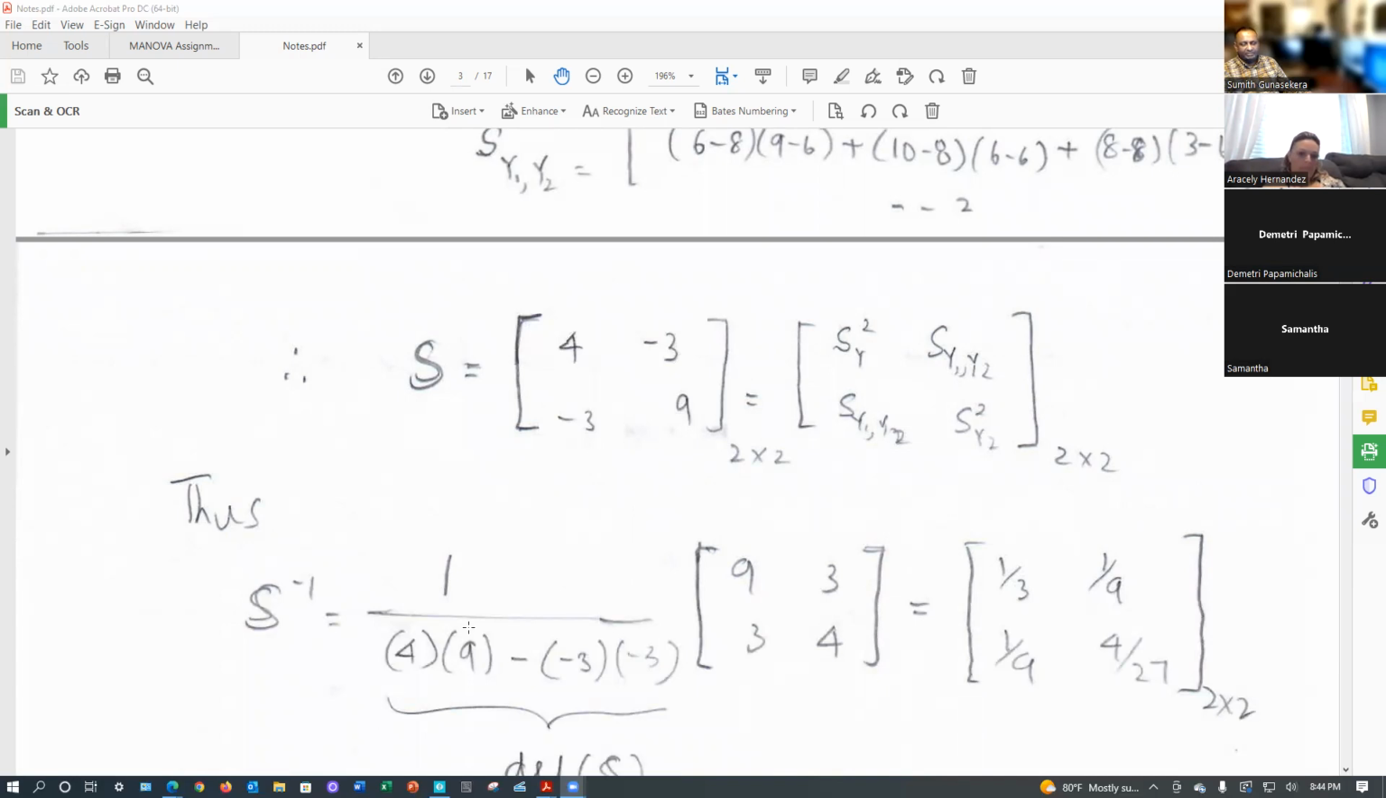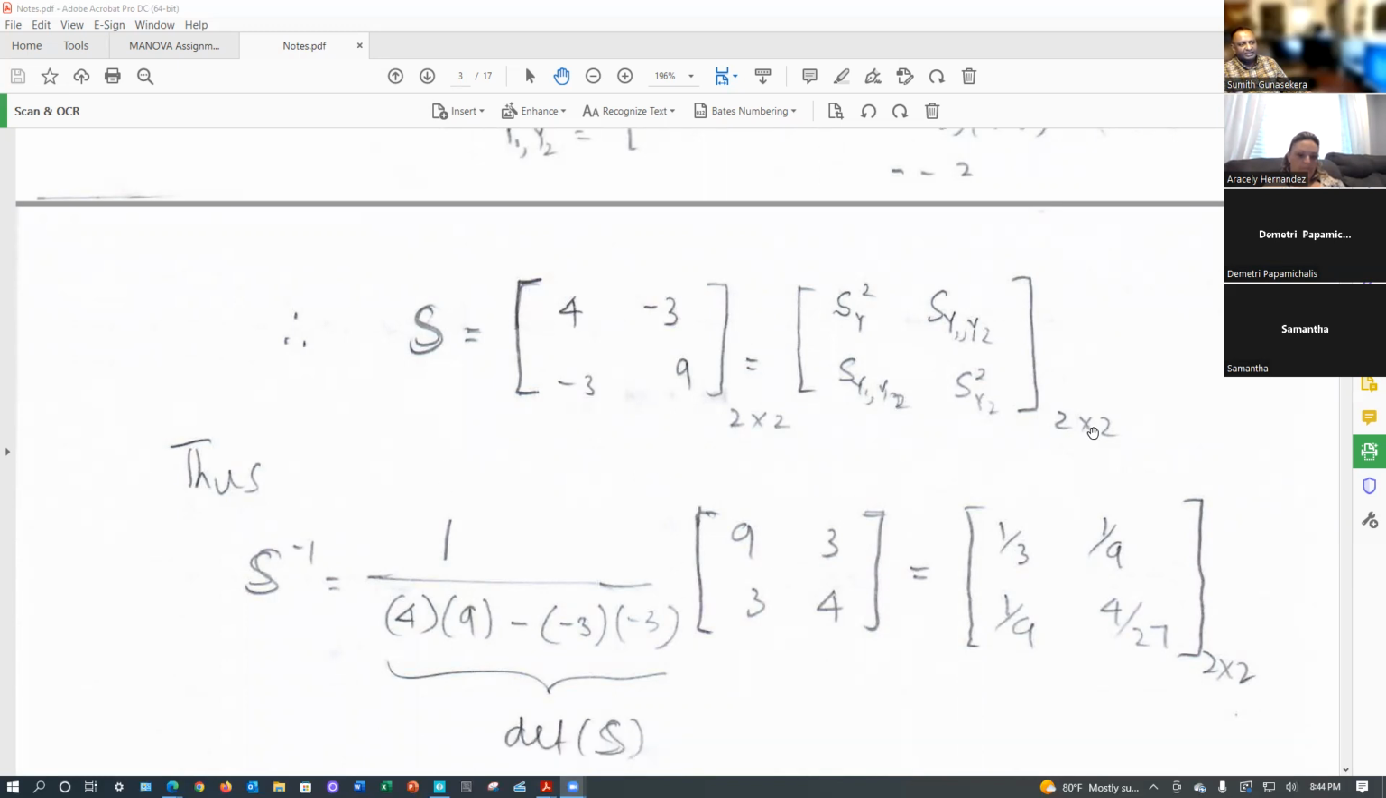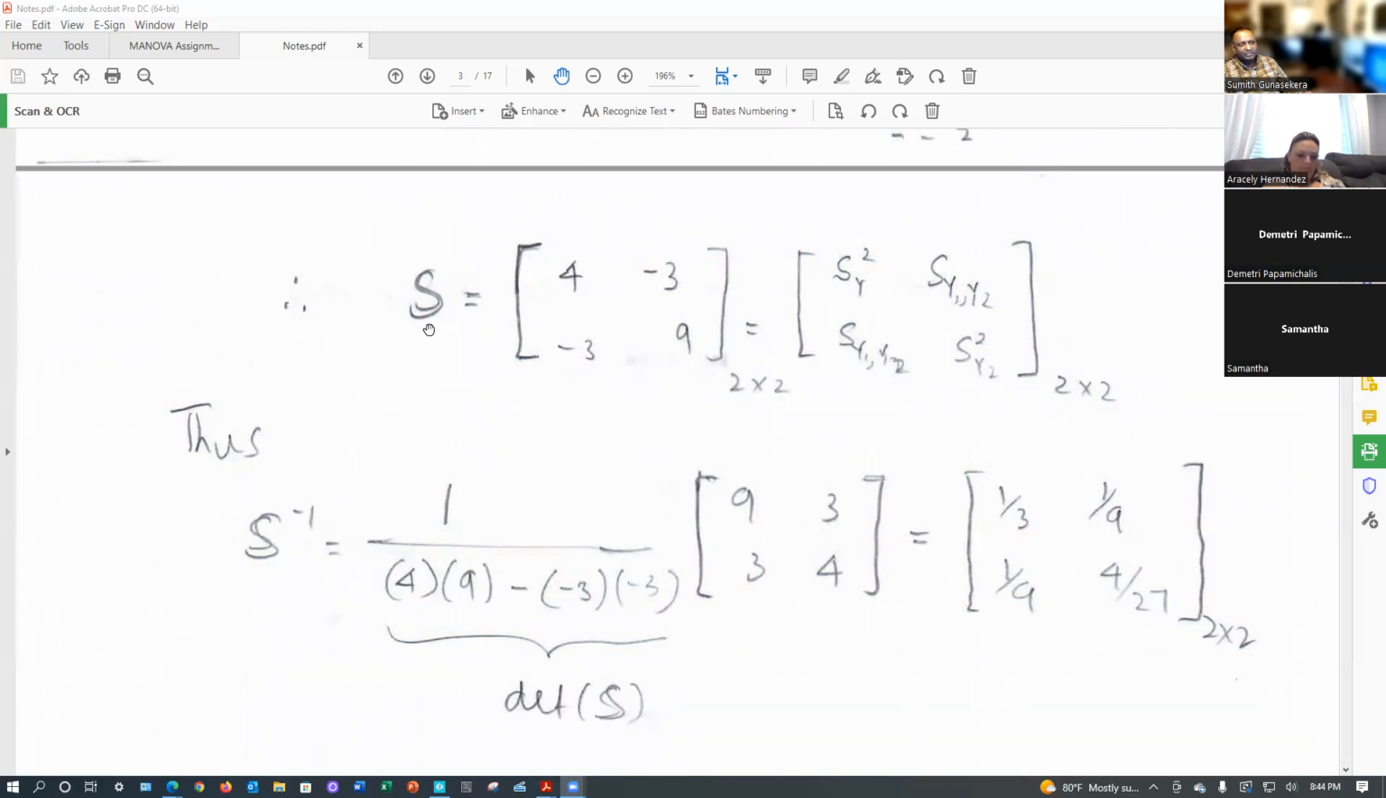We don't have to do it by hand, but I'm showing you. You can use software because we do it in a program. In a case like this, it's very easy. If you need the inverse, you're going to find the determinant of this. How do you find the determinant? You're going to multiply 4 times 9 minus 3 times minus 3. That's the determinant of this.